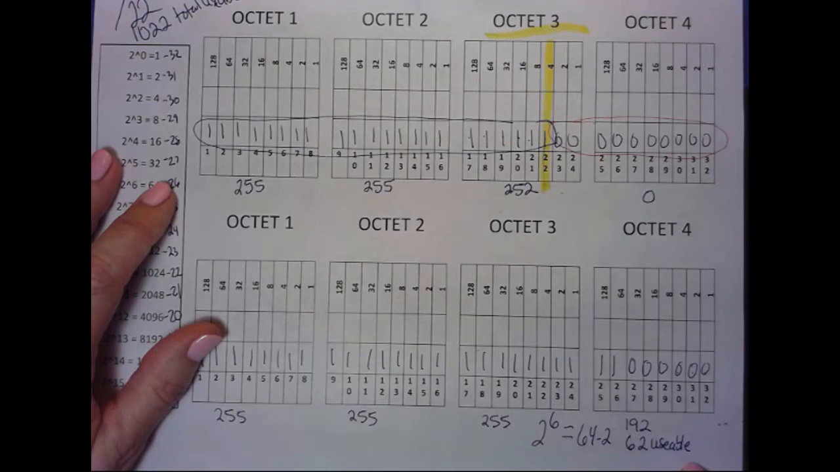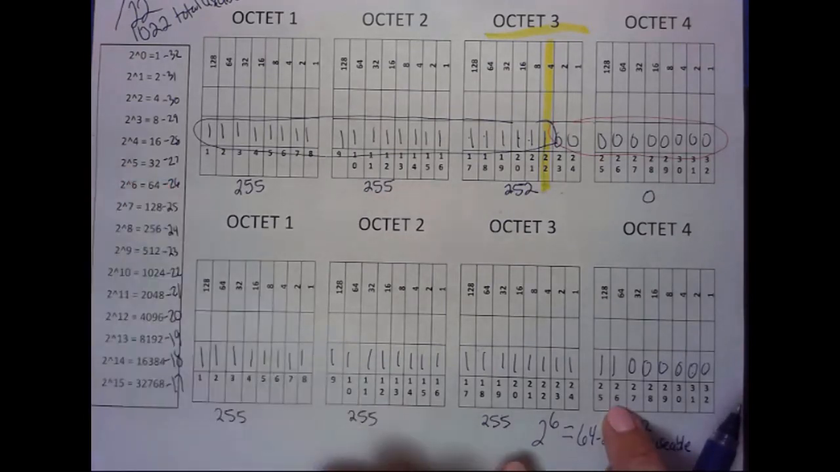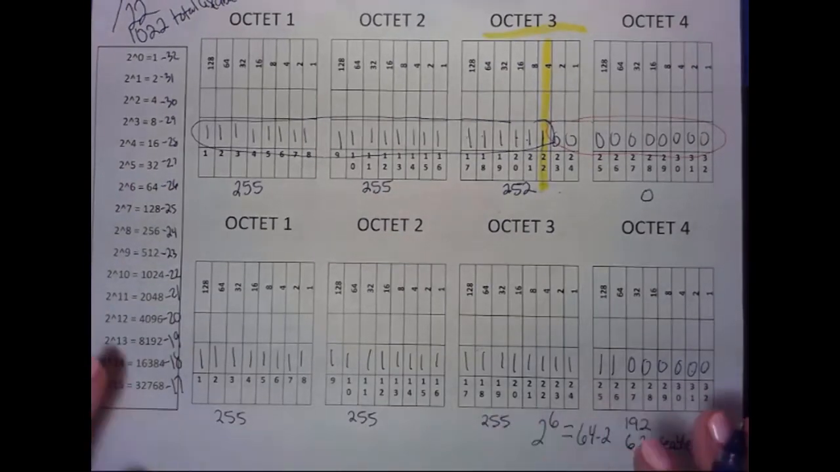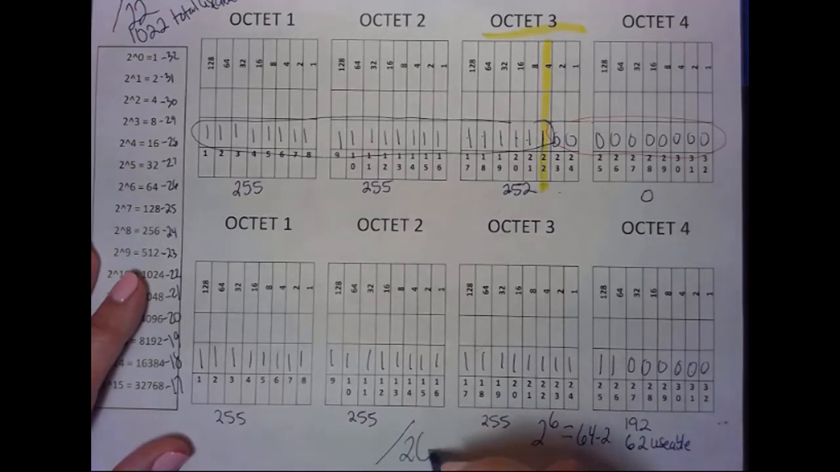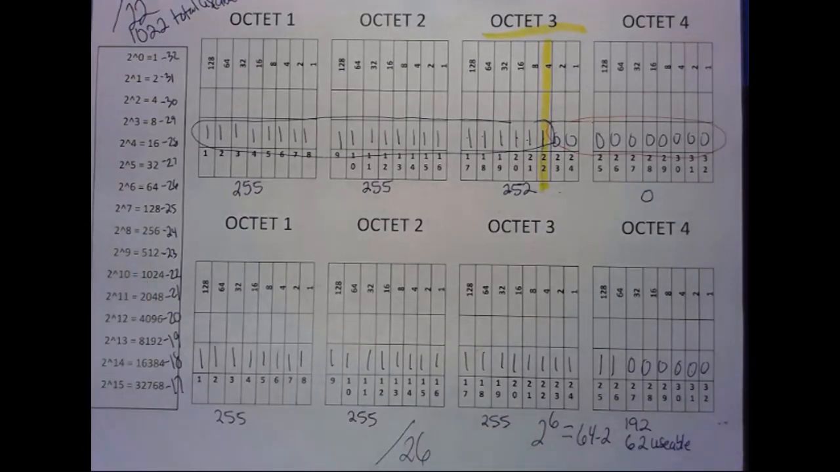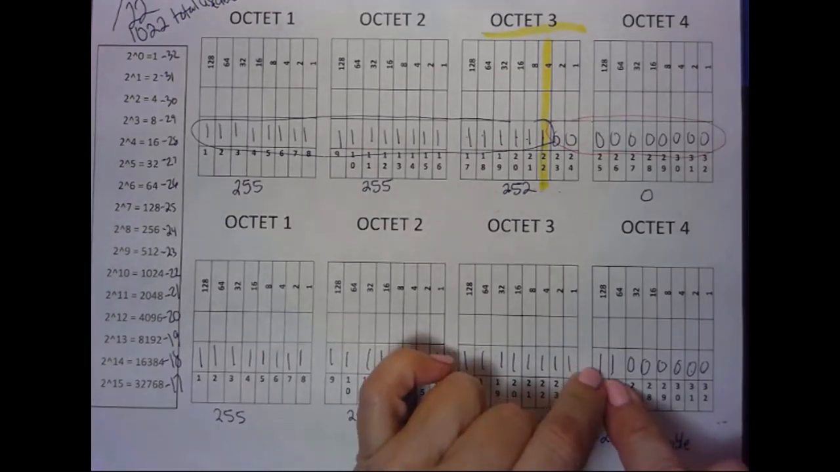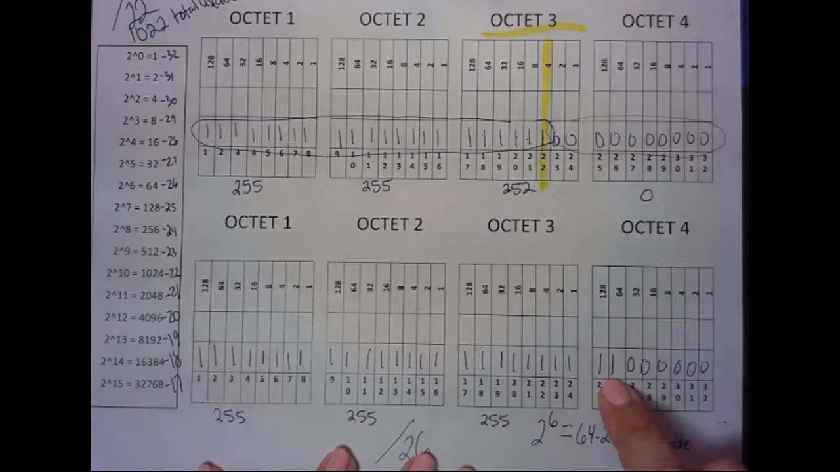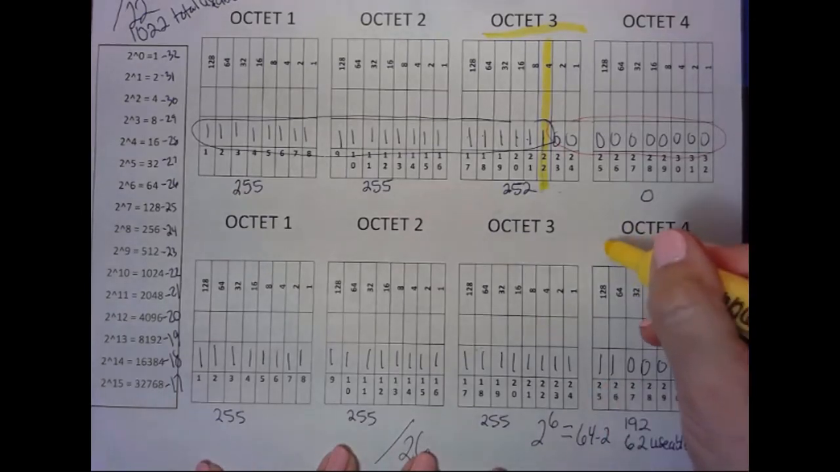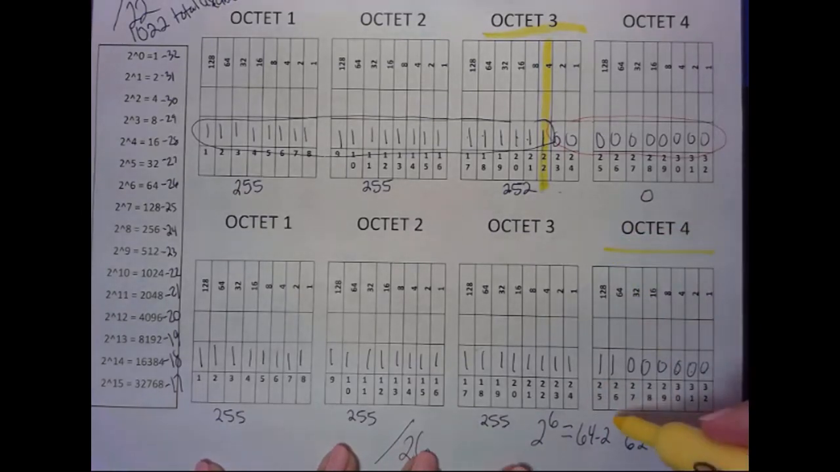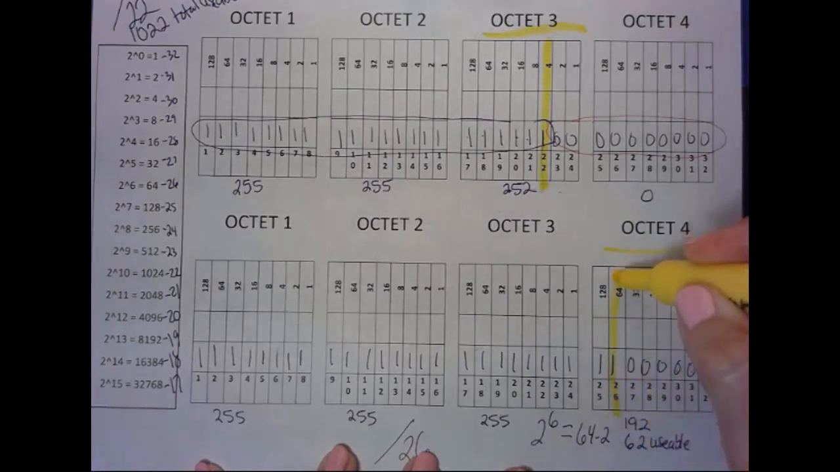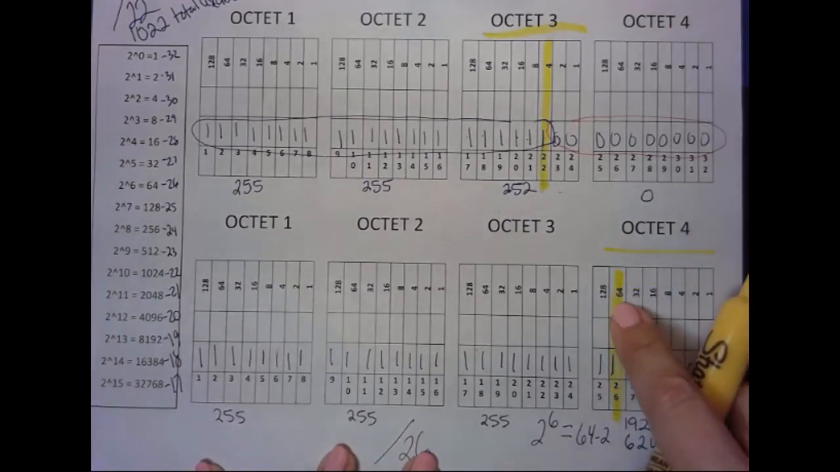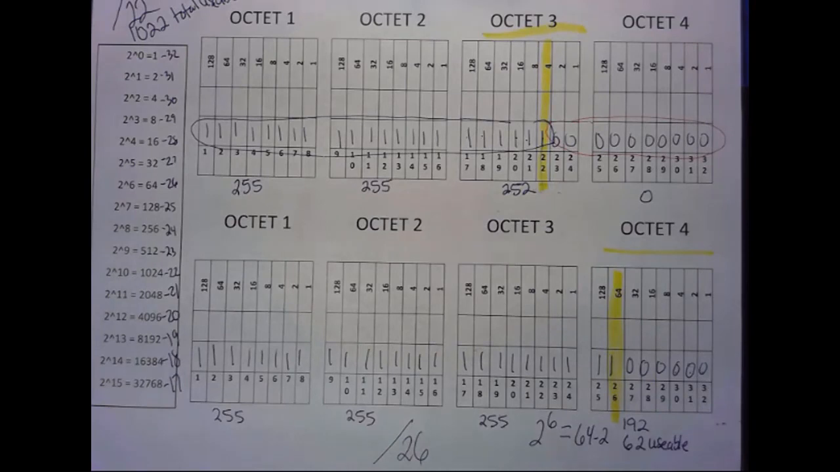I've got a /26. That is what my slash notation would be. Now what's my magic number or my subnetwork increment? I look for where my last subnet bit is. It is in the 4th octet, in the bit position of 64. So my subnetwork increment is 64.